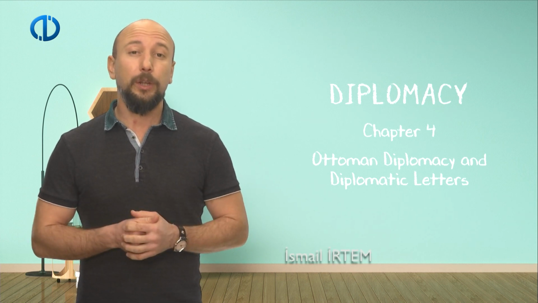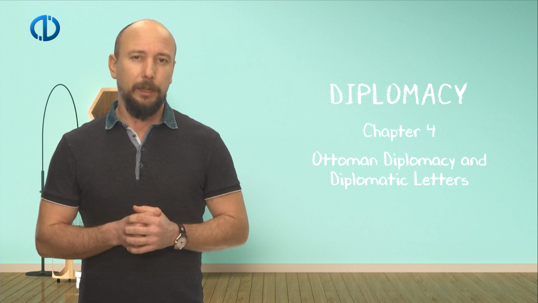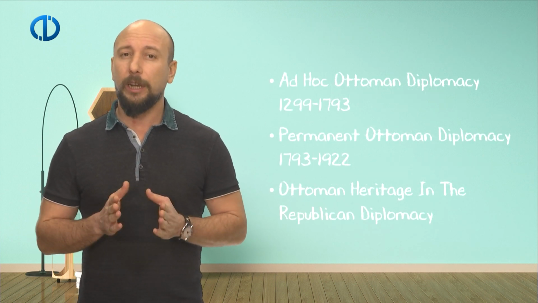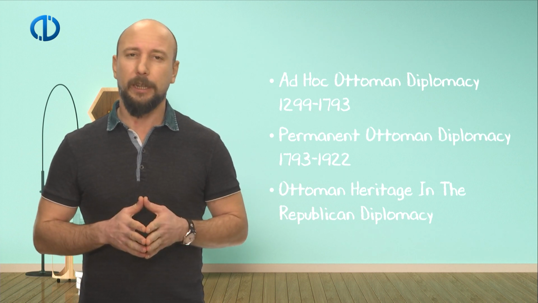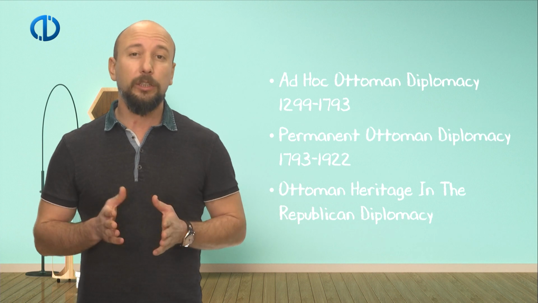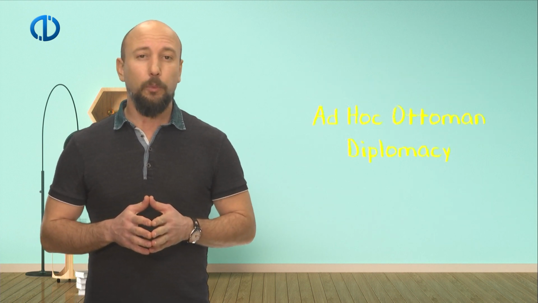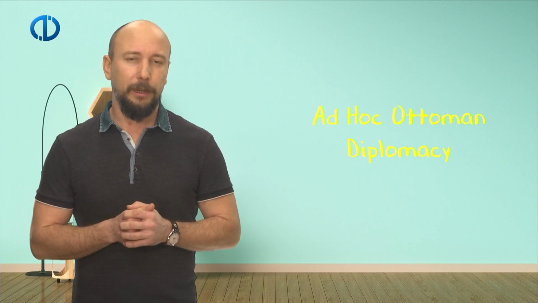Today we will continue with Chapter 4, Ottoman Diplomacy and Diplomatic Letters. We will start this chapter by talking about ad hoc Ottoman diplomacy. Then we will continue with permanent Ottoman diplomacy and Ottoman heritage in the Republican diplomacy. Let's start with ad hoc Ottoman diplomacy.